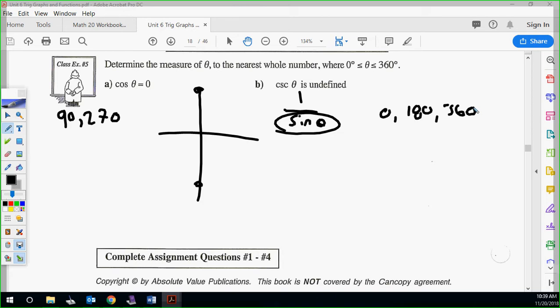Whenever you see undefined, guys, remember that's non-permissible. That's stuff that we've already dealt with. All right, let's keep going here.